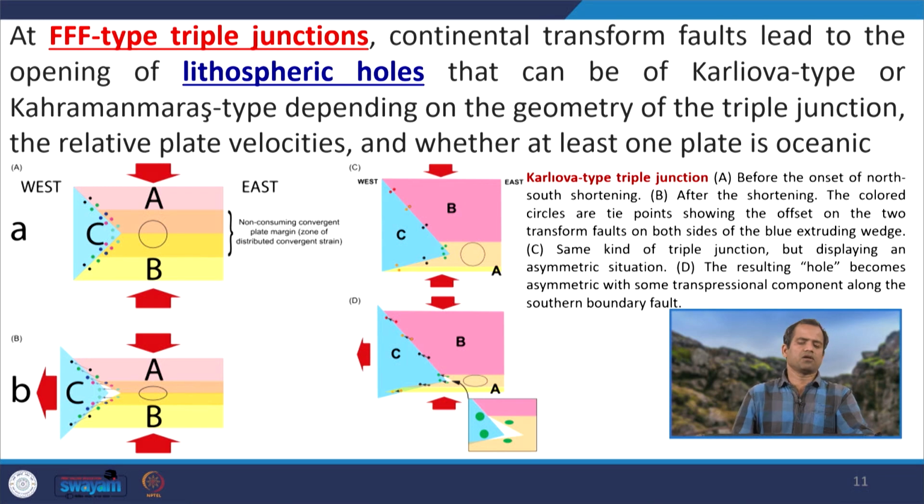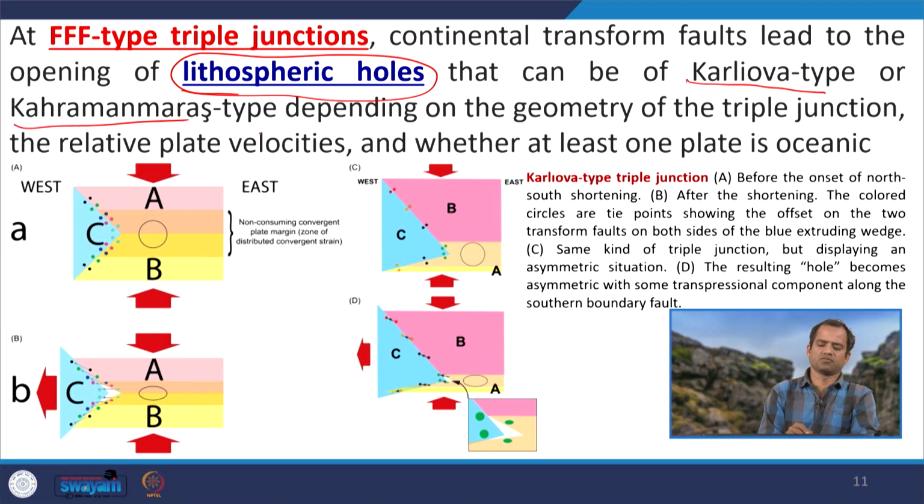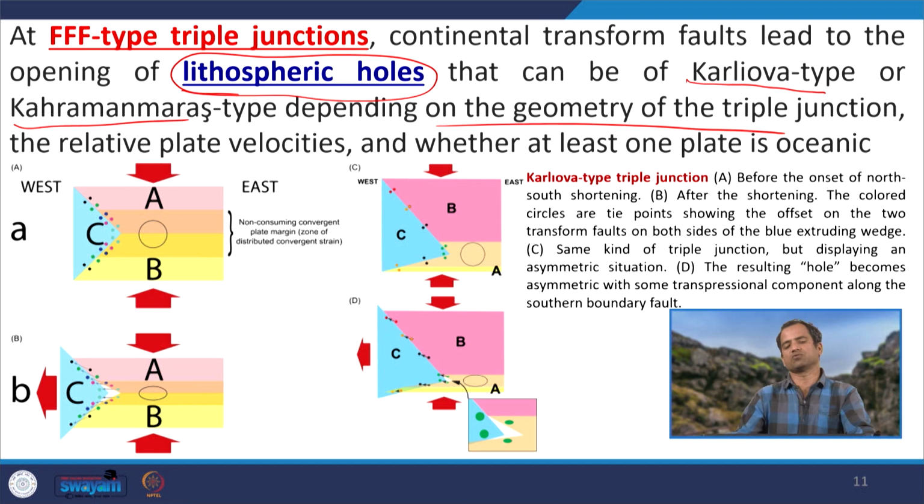At fault-type triple junctions, continental transform faults lead to the opening of lithospheric holes. What is a lithospheric hole? We will see these figures. That can be of either Karlova type or Cameron type, which depends upon the geometry of this triple junction, the relative plate velocities, and whether at least one plate is oceanic or not.